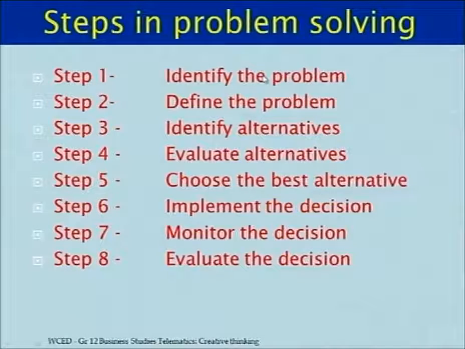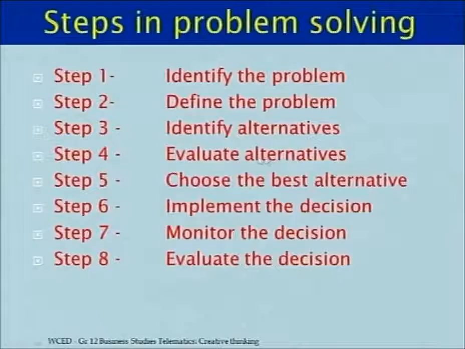Okay, so we identified the problem as parking. We defined the problem: we couldn't find parking, it wasn't allocated for us. Then we identified three alternatives: leave the car there, park in the road, or park at the mall. And then we evaluated each of those alternatives, where we mentioned the positives and the negatives.